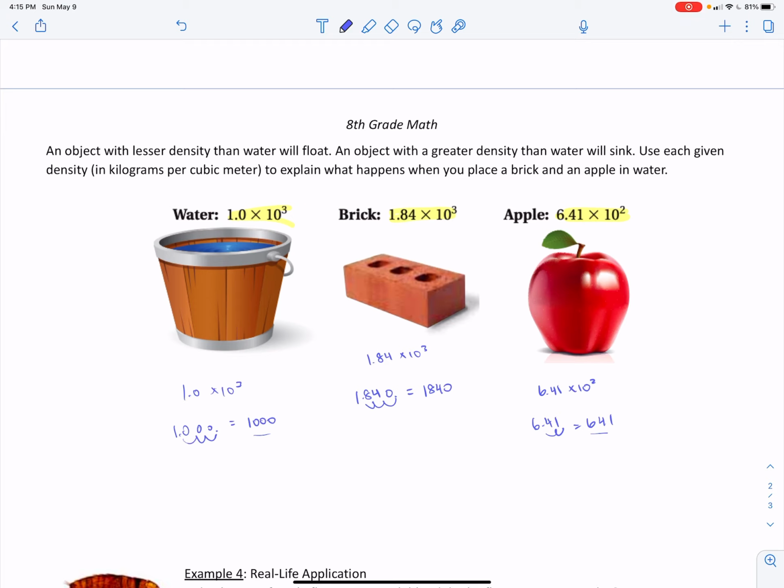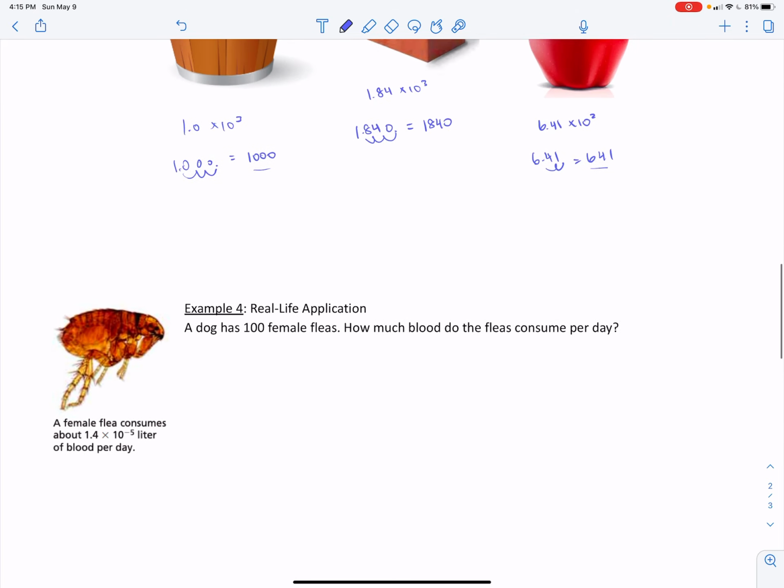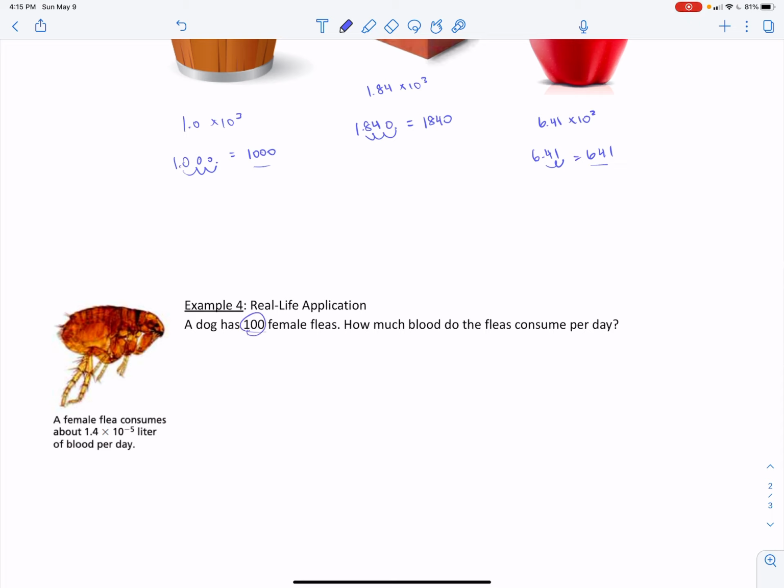Okay. All right, let's move on to this last example right here. A dog has 100 female fleas. How much blood do the fleas consume per day? Right, so a dog has 100 female fleas. If there's about 1.4 times 10 to the negative 5th liters, right, per day. So let's take a look.